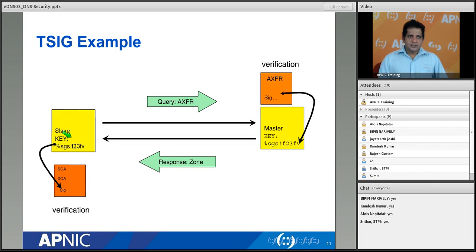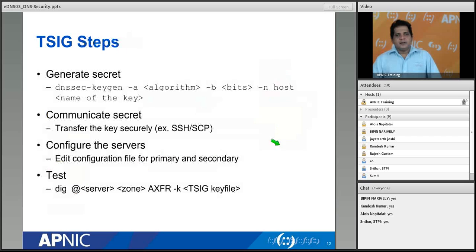If you see this, the slave comes with the key or the hash, right? And then the master verifies that, and if the verification process is all fine, then the master responds and allows the secondary to do the zone transfer. So this is how the transaction signature verification process happens. So what are the steps involved in configuring TSIG? First step is, of course, you have to generate the secret. When I say you, I mean the primary server, right?